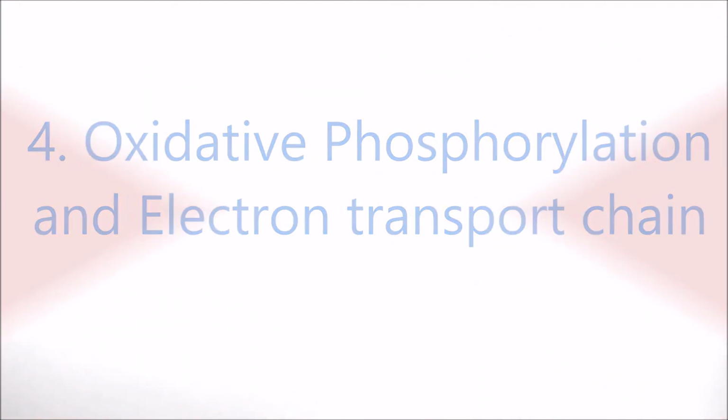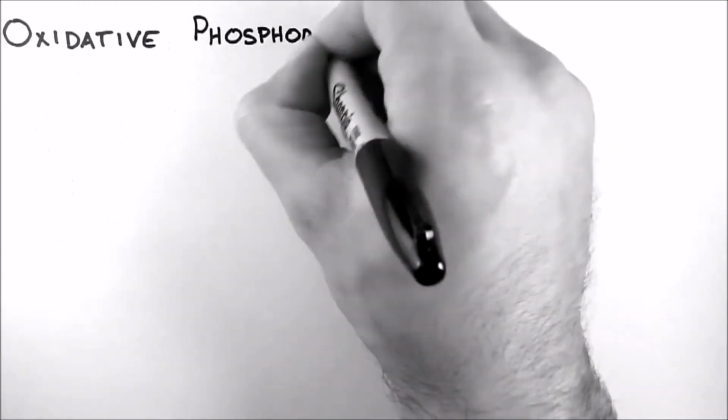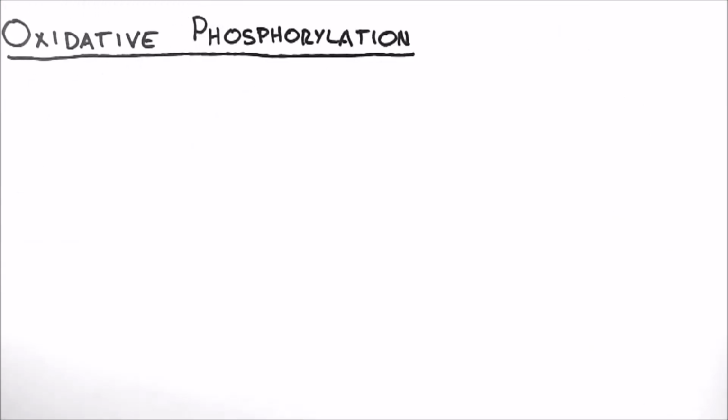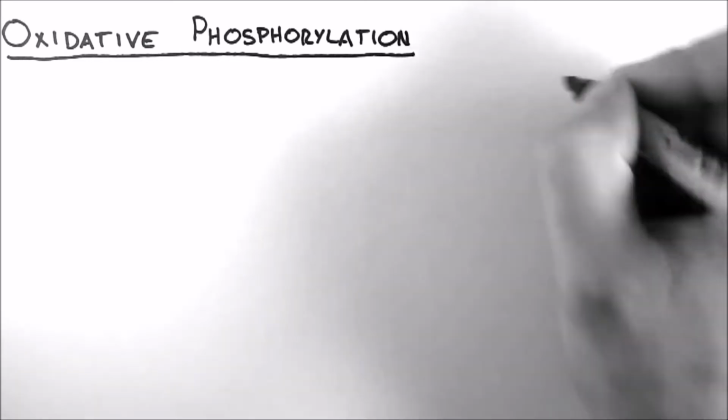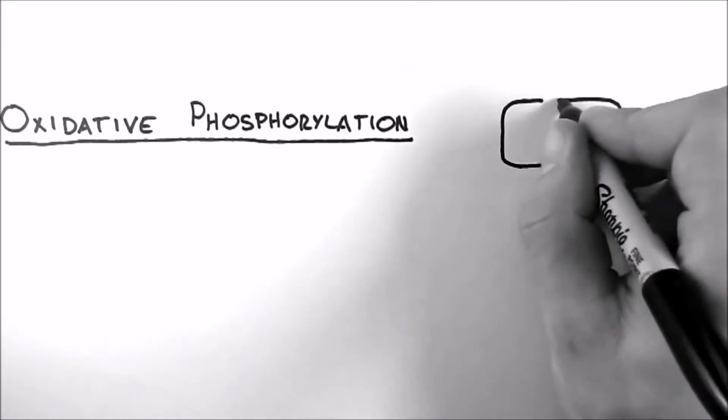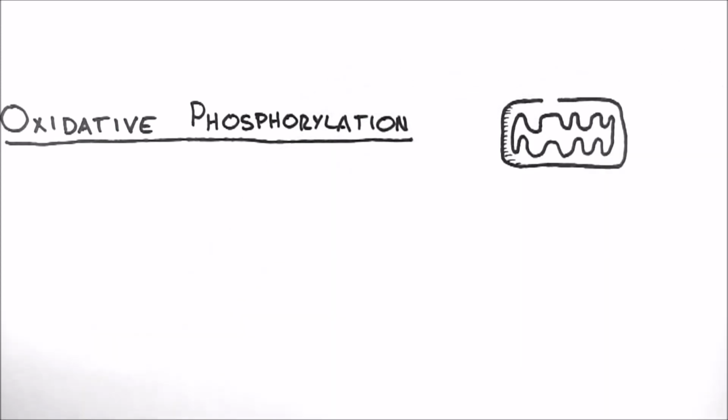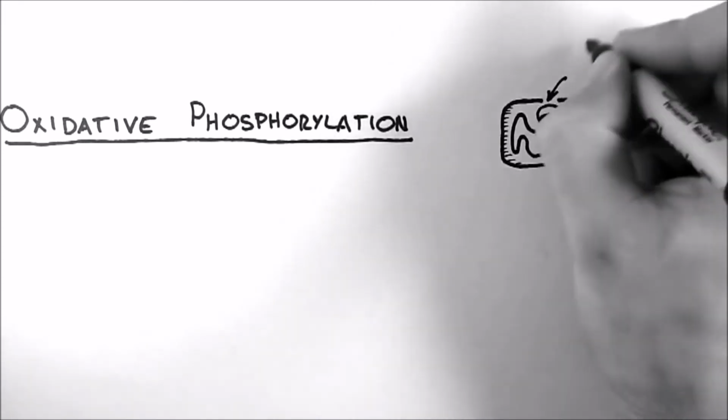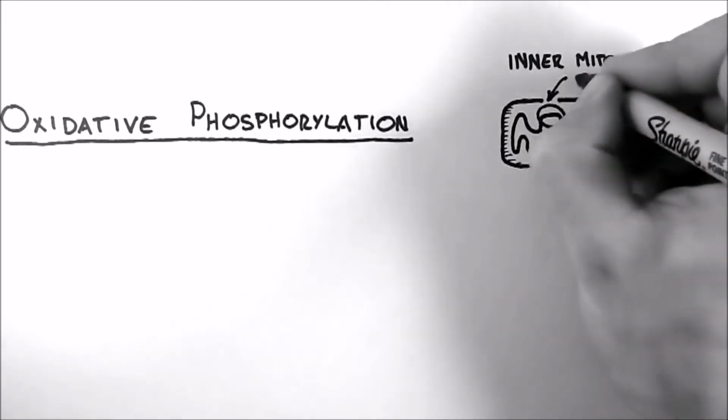In this video, we're going to look at oxidative phosphorylation, which is also known as the electron transport chain. You may remember that a mitochondrion looks a little like this. It has an outer membrane and an inner membrane. And we're going to take a close-up look at the inner mitochondrial membrane.